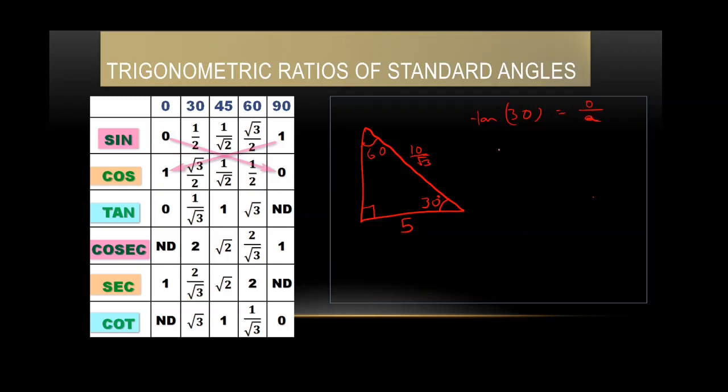So in this case, tan of 30, as you can see here, is 1 by root 3. So 1 by root 3 is equal to opposite O and adjacent is 5. So if you want to find O, the opposite side is equal to 5 by root 3. So it's very simple. Now we have found all the three sides and all the angles of this triangle using trigonometry.